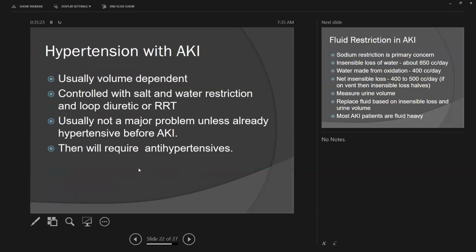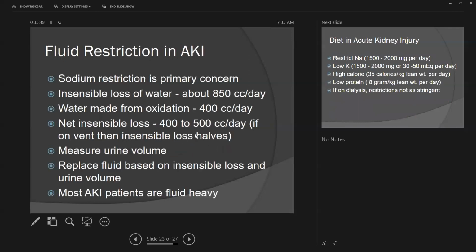Generally, patients with AKI are also hypertensive. They usually do not need antihypertensive medication unless they were hypertensive before they developed AKI. If they were already on antihypertensive medication, of course, they're going to need to continue it. But they're usually just volume overloaded, and sodium and fluid restriction and loop diuretic usually is enough to take care of them.